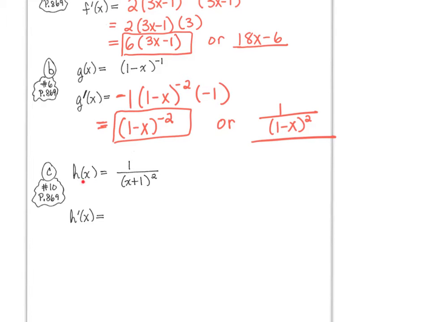Part C has h of x equals 1 over the quantity x plus 1 squared. You could either, as it is given, use what rule? The quotient rule, or you could do what? Say it again. Make the exponent negative. So rewrite it as what? The quantity x plus 1 to the negative 2. You got it. And then you could use the chain rule instead of the quotient rule. Go for it. Find the derivative. Find h prime of x. And rewrite your final answer with positive exponents.